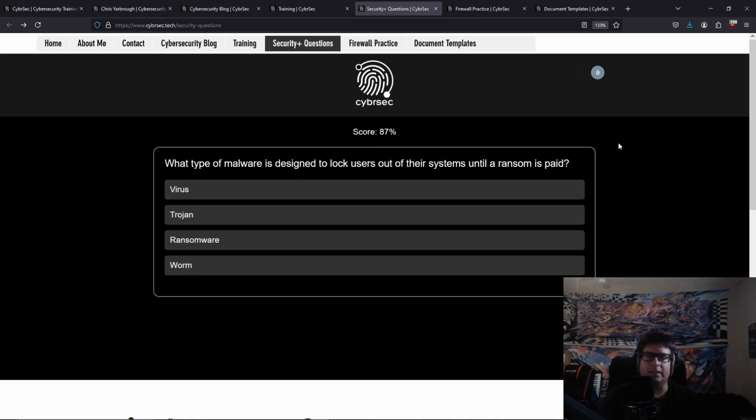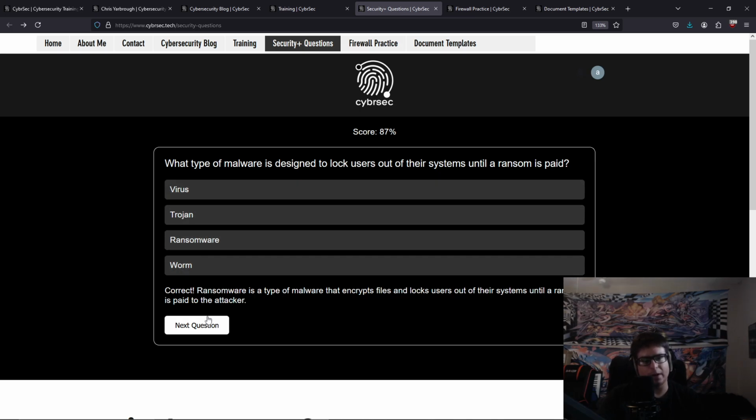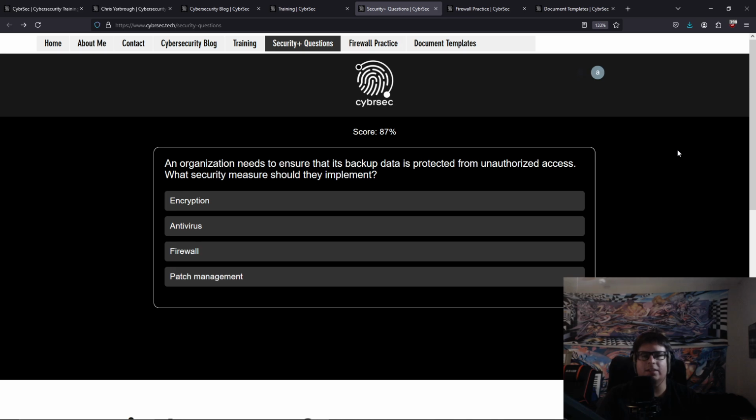What type of malware is designed to lock users out of systems until a ransom is paid? Ransomware, of course. An organization needs to ensure that its backup data is protected from unauthorized access. What security measures should they implement? Needs to ensure that its data is protected.